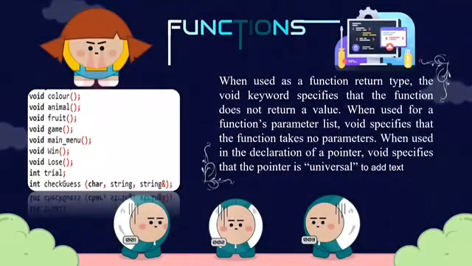When used as a function return type, the void keyword specifies that the function does not return a value. When used for a function parameter list, void specifies that the function takes no parameters. When used in the declaration of pointer, void specifies that the pointer is universal.